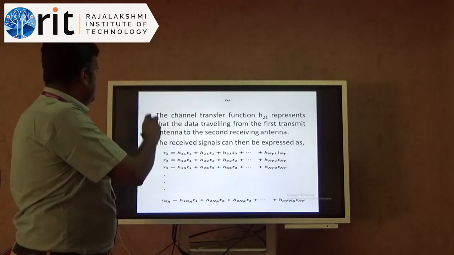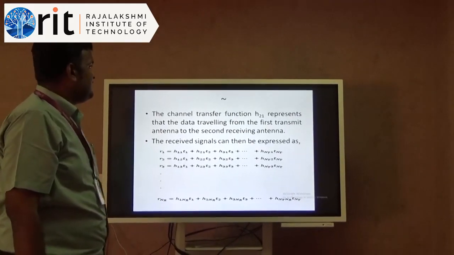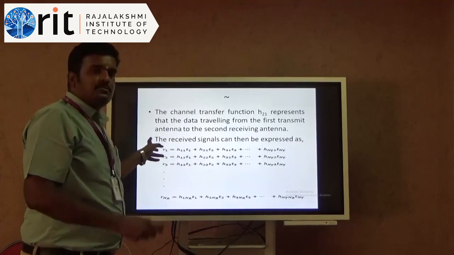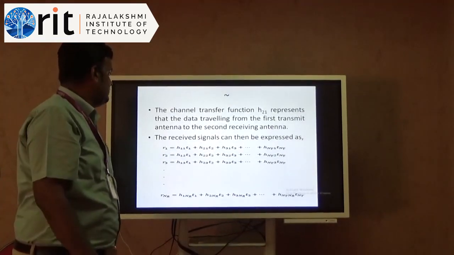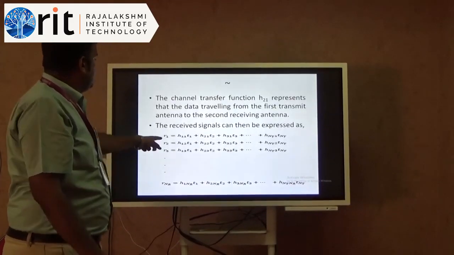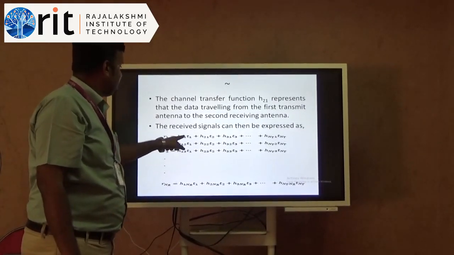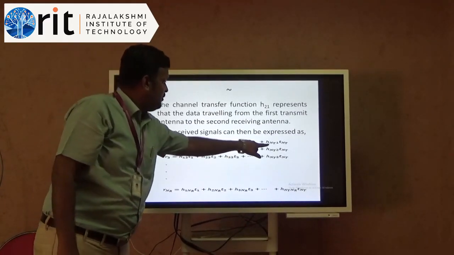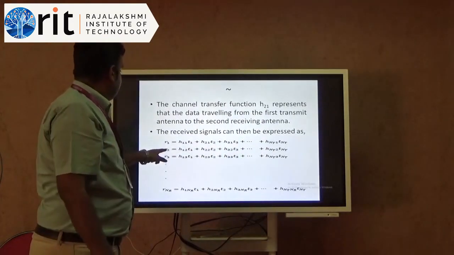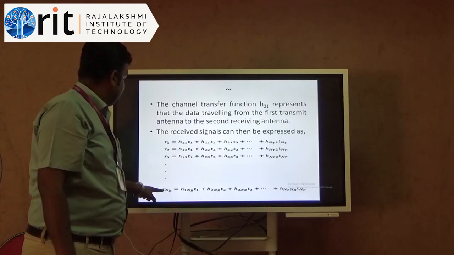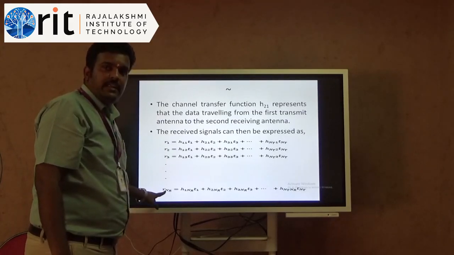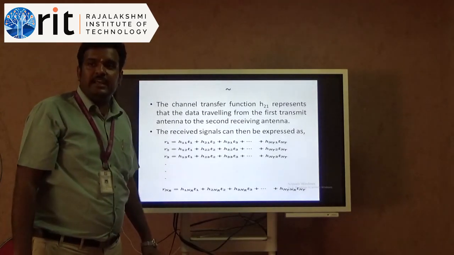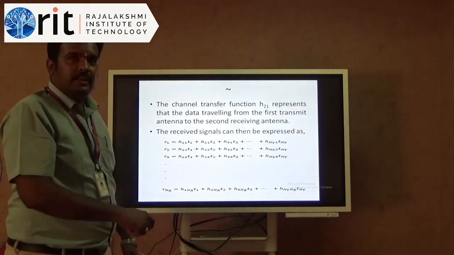This was mentioned in the slide: the channel transfer function H21 represents the data traveling from the first transmitting antenna to the second receiving antenna. So there are different combinations of channel coefficients. Received signal 1 can be assumed as the linear summation of H11 T1, H21 T2, H31 T3 up to HNT1 TNT. Similarly, received signals 2, 3 and the received signal at receiver antenna NR are found. This linear combination of equations can be represented as a matrix of dimension NT cross NR.